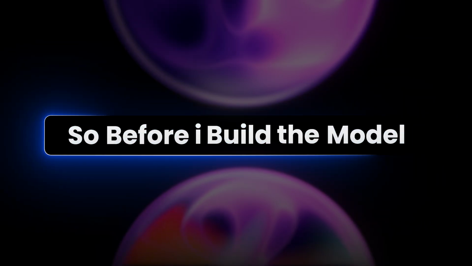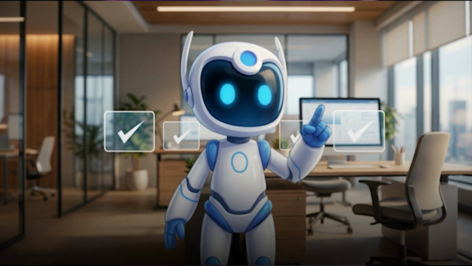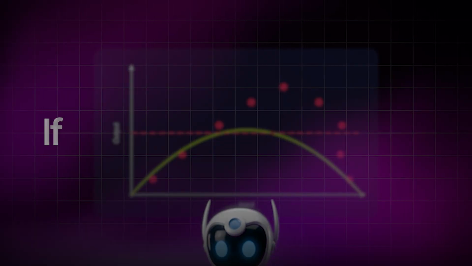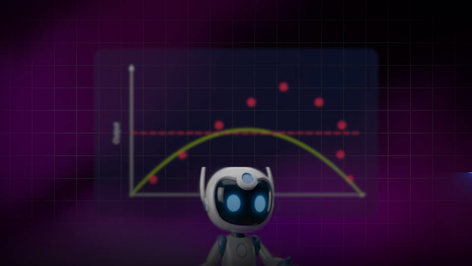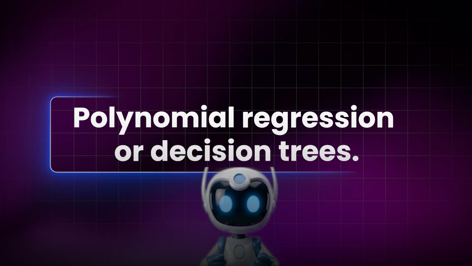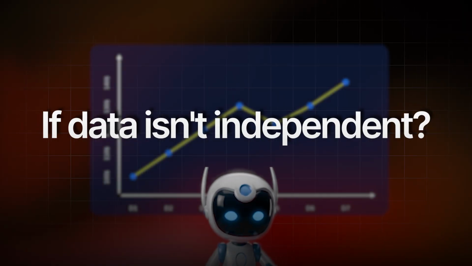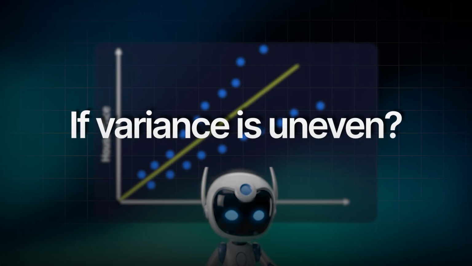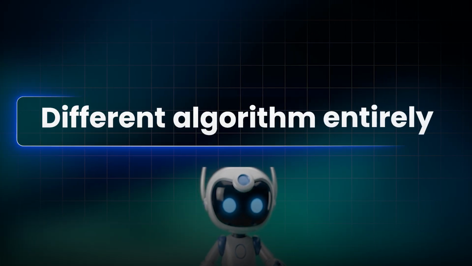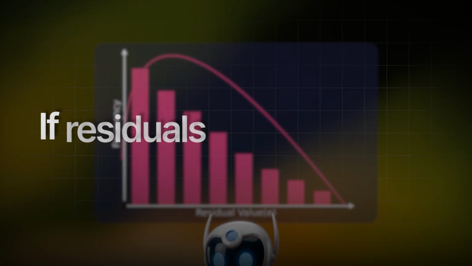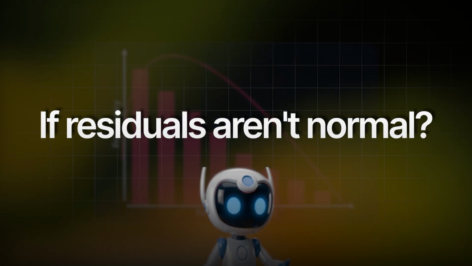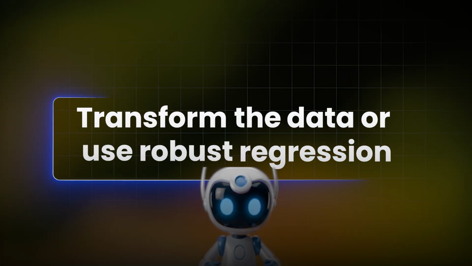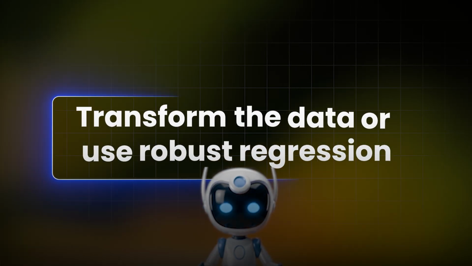So before I build the model, I validate all these assumptions. If the relationship isn't linear, polynomial regression or decision trees. If data isn't independent, time series models. If variance is uneven, a different algorithm entirely. If residuals aren't normal, transform the data or use robust regression.